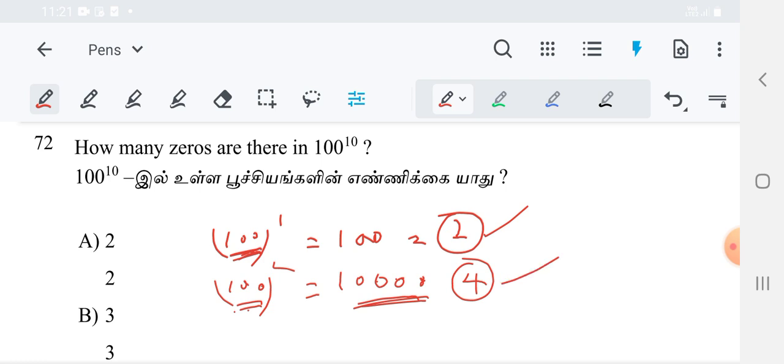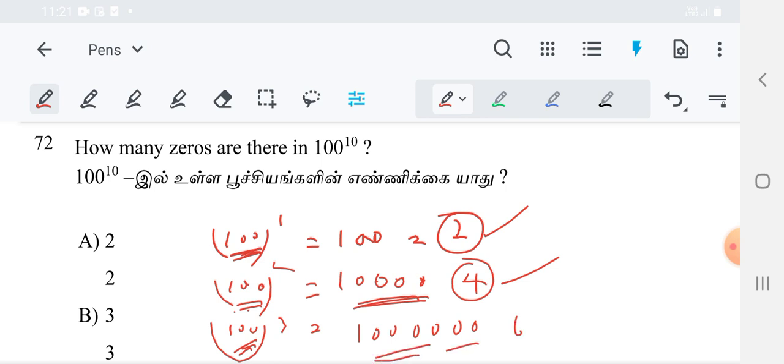So in the same way, 100 cube also we can discuss. 100 cube, how many zeros will come? 100 into 100 into 100. So that is 1, 2, 3, 4, 5, 6. 6 zeros will come. How to get it? Here the number of zeros is 2 and the power is 3. Multiply these two, 2 into 3 is 6 zeros. So we are getting 6 zeros.